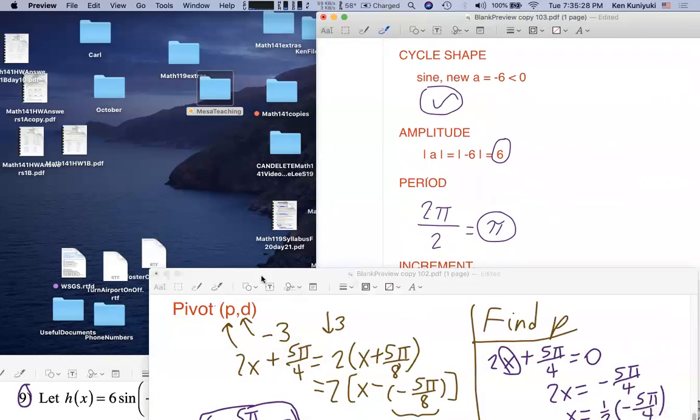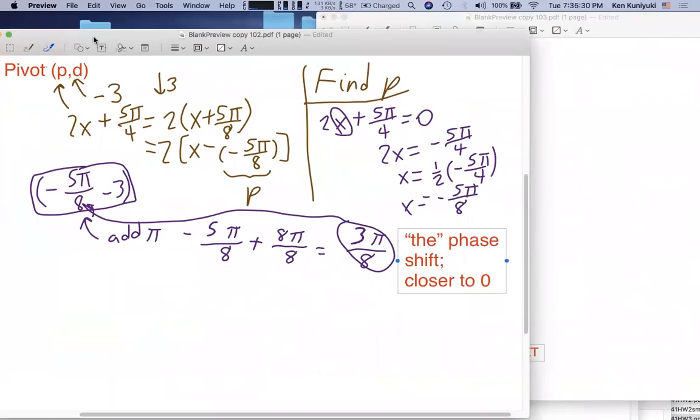So here's our cast of characters. I haven't even done any graphing yet. Our pivot, P comma D. D is certainly -3. That's in the bank. Little p, there are infinitely many possible answers. I use -5 pi over 8, but some books might prefer 3 pi over 8. It's closer to 0. I got that by adding the period, pi.